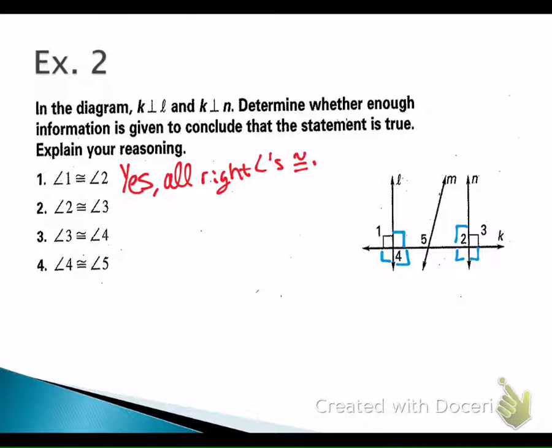All right, angle 2 and angle 3. 2 is here, 3 is here. Are those congruent? Yeah. How do I know? Same thing, right? All right angles are congruent. 3 and 4. What type of angle is this? What type of angle is this?